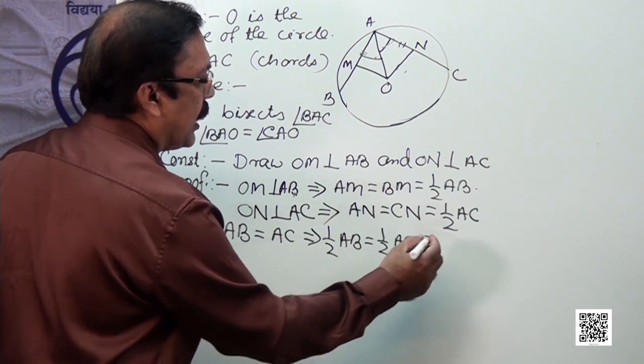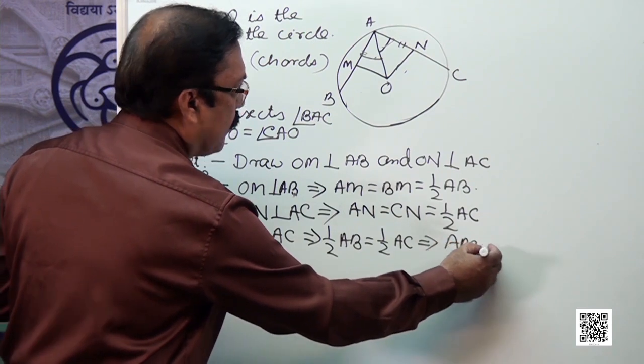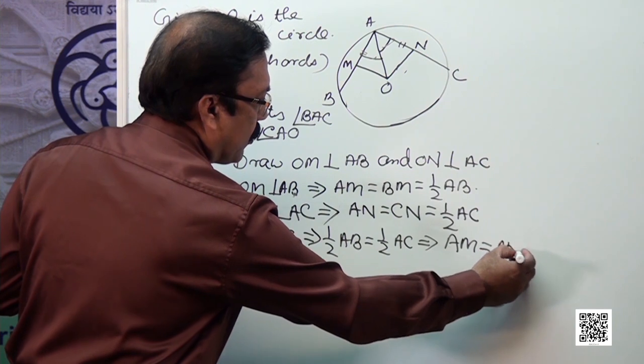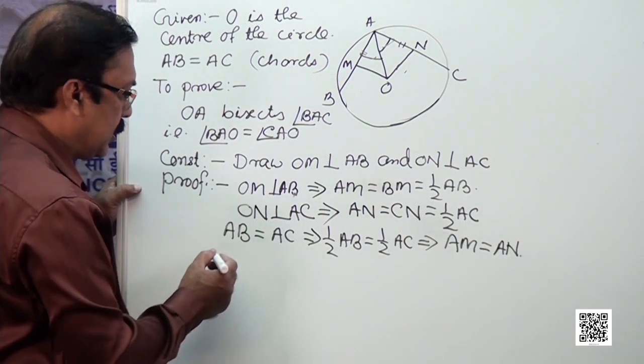That again implies half AB is equal to AM. So AM is equal to half AC, which is AN. AM is equal to AN. Now let's prove the congruency.